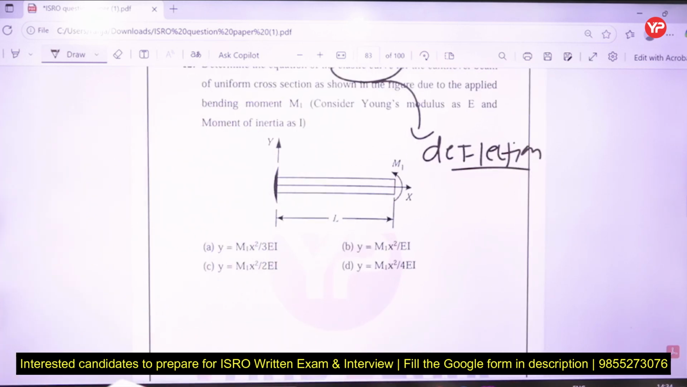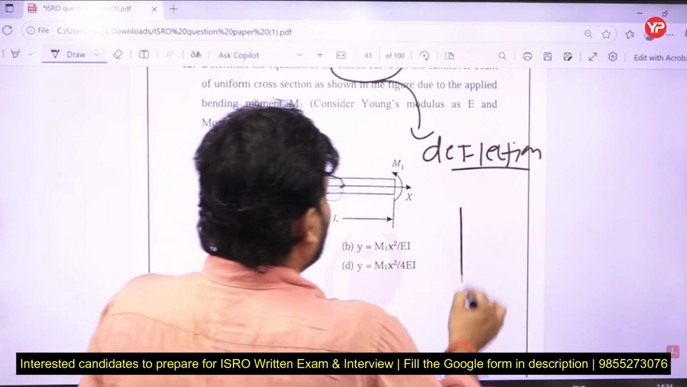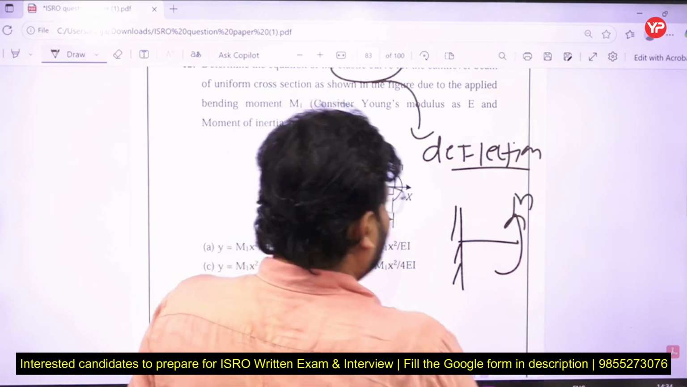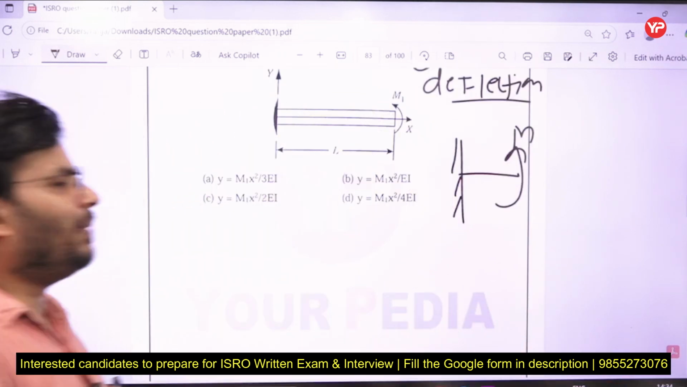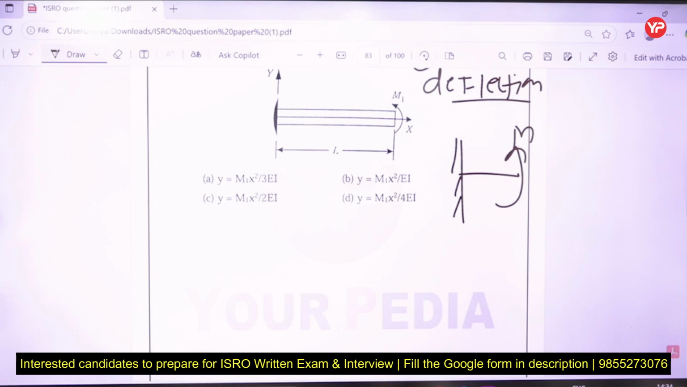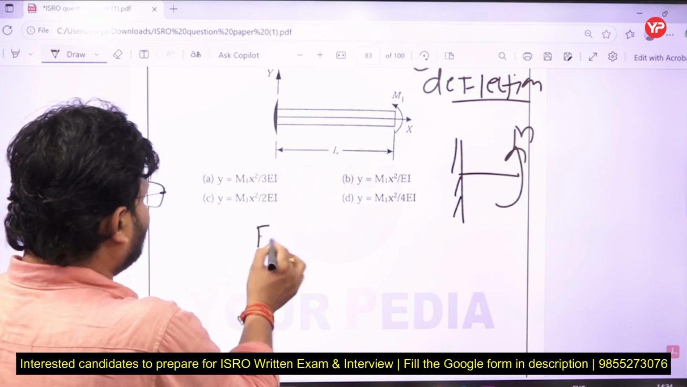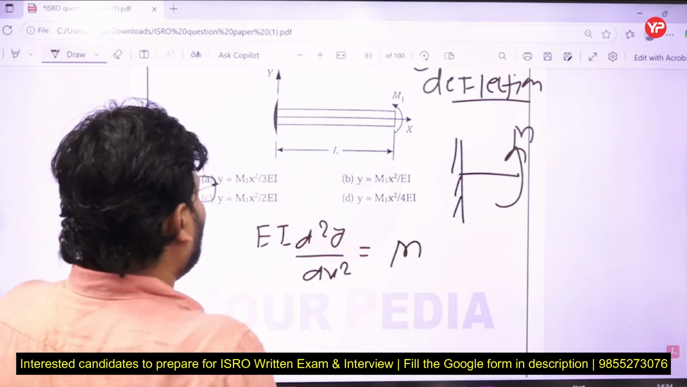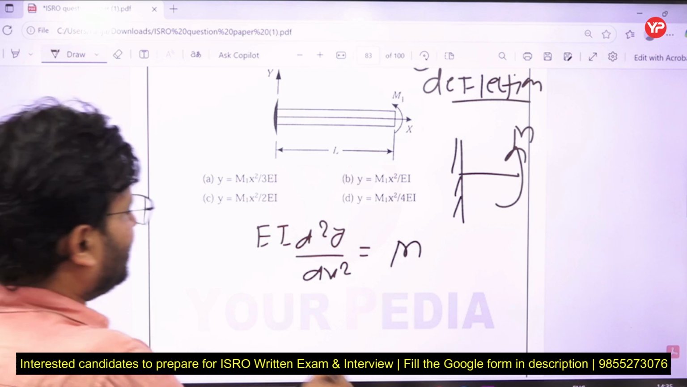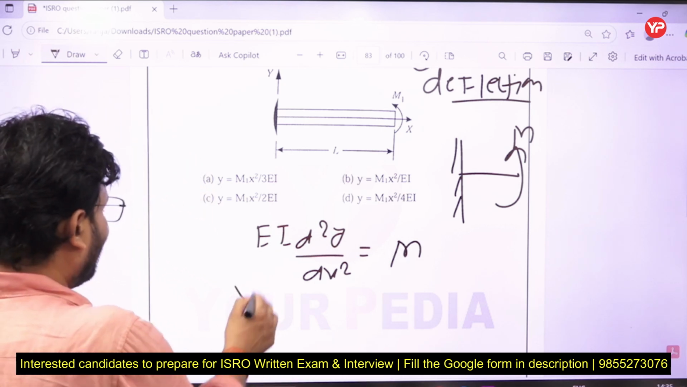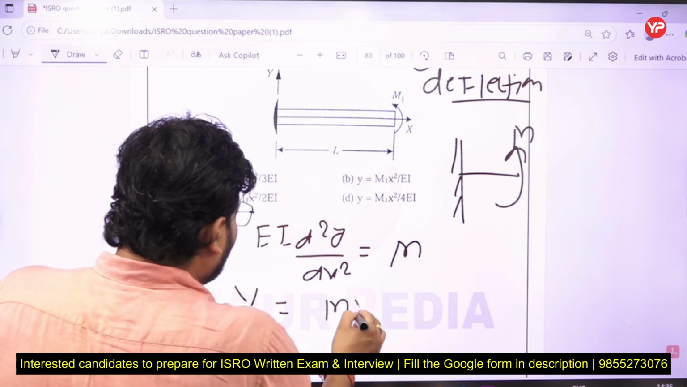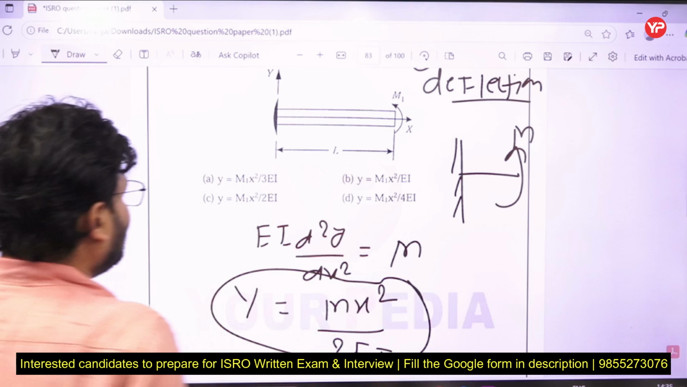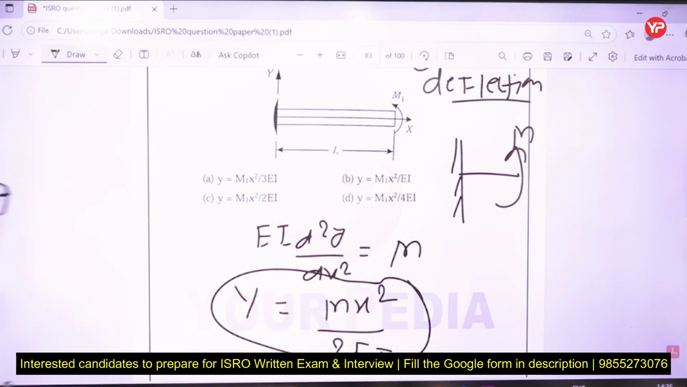So very simply we can say, sir, this is the cantilever beam, and a constant bending moment, a constant couple, has been applied. In that case, my dear friends, you will use EI d square y upon dx square is equal to M. Now by solving that equation, integrating both sides, I will get the value of y, and it is coming out to be Mx square upon 2EI.